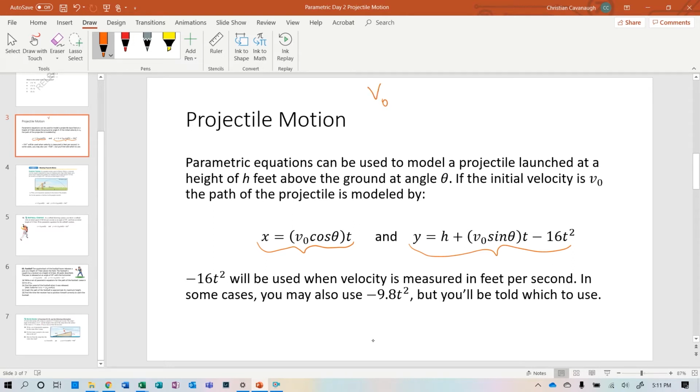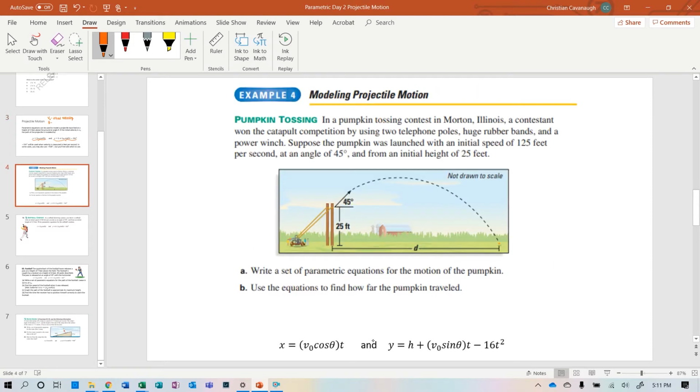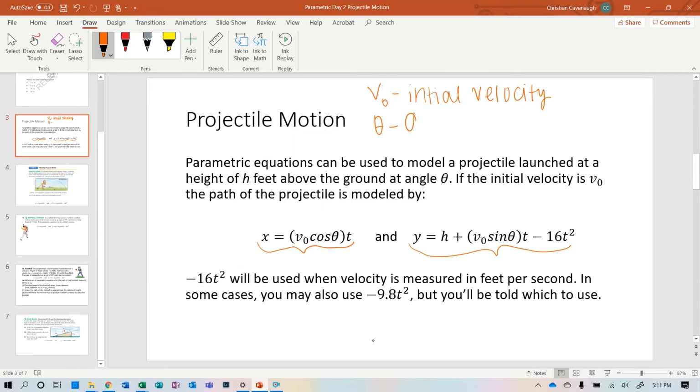So that thing that has v sub 0, that is just the initial velocity. And if you want to go ahead and make these notes as well, that would be super helpful. Cosine of theta, so theta is going to be the angle that the object was hit at. So if I come to this next slide, you can see we're tossing a pumpkin here, and it shows you theta is 45 degrees. So theta is just going to be whatever angle it's hit from. T is obviously still going to be time.